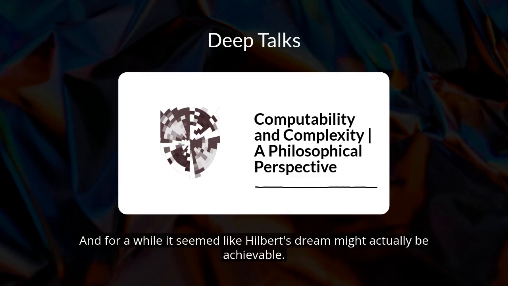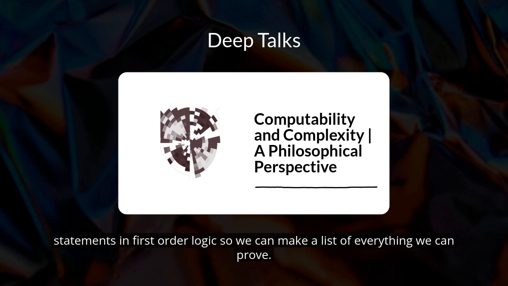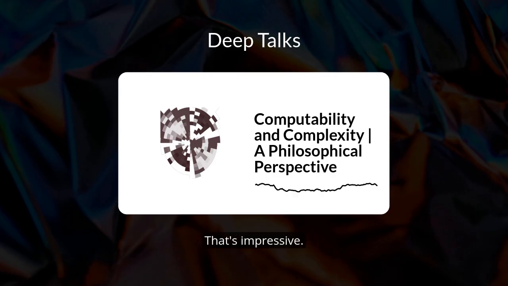And for a while, it seemed like Hilbert's dream might actually be achievable. Really? Yeah. So we have Gödel's completeness theorem, which came along and showed there's a way to list out systematically all the provable statements in first-order logic. So we can make a list of everything we can prove. That's impressive. It is impressive, but I sense a but coming.